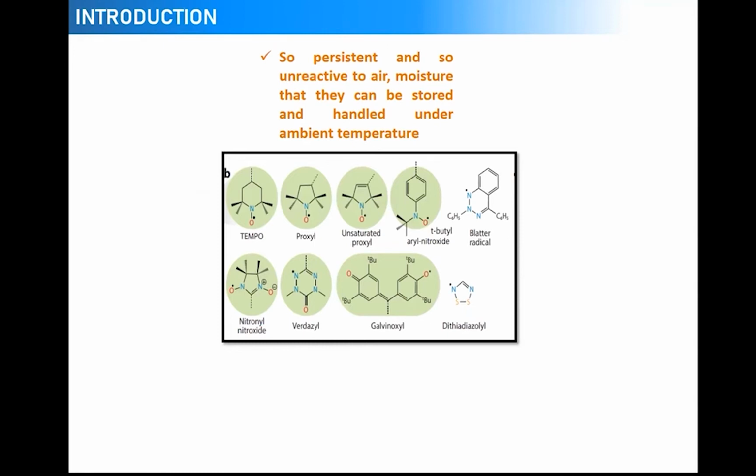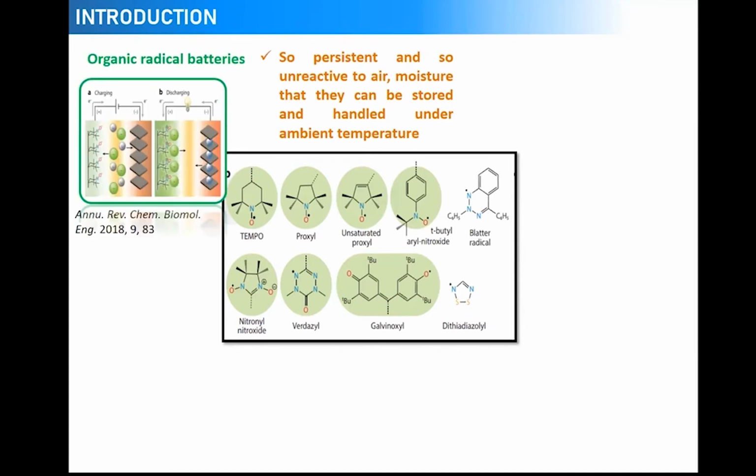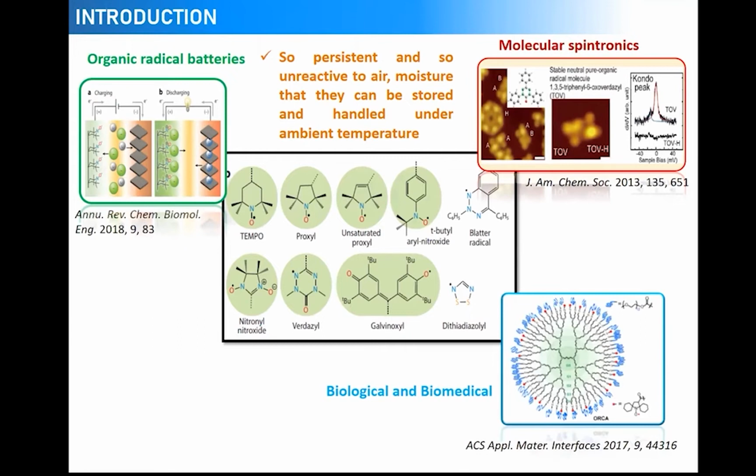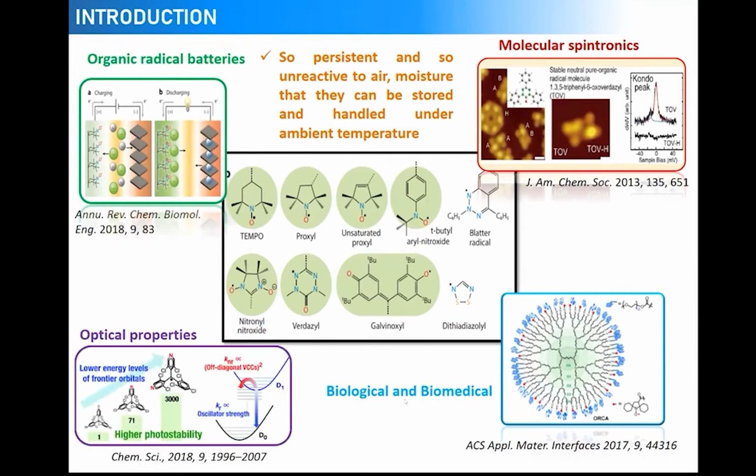This has facilitated employing them in different fields, for example in organic radical batteries. Also, from a more fundamental point of view, in molecular spintronics. Also in biological and biomedical applications, for example the case of this dendrimer that is functionalized with organic radicals. And I don't have to mention, because we already had these two excellent talks before, that the optical properties they offer are also very appealing.